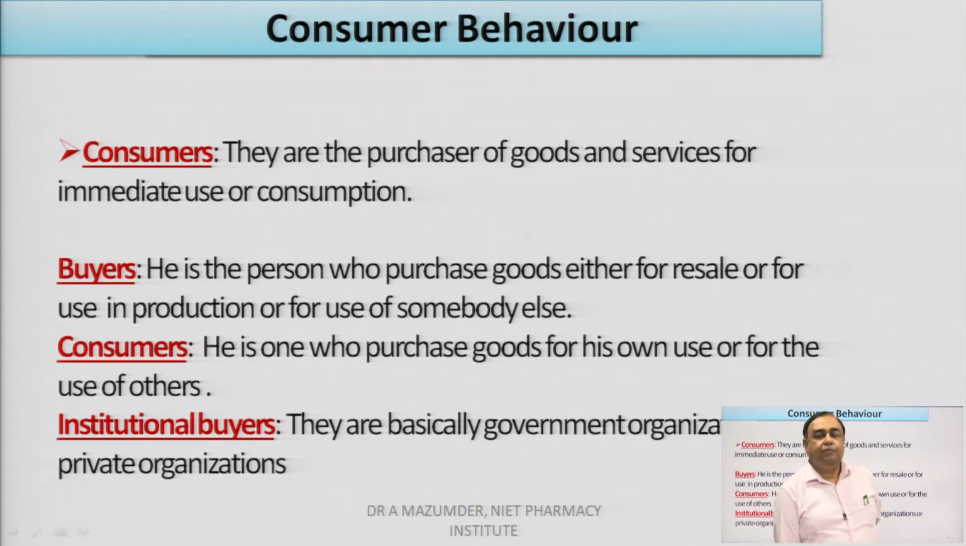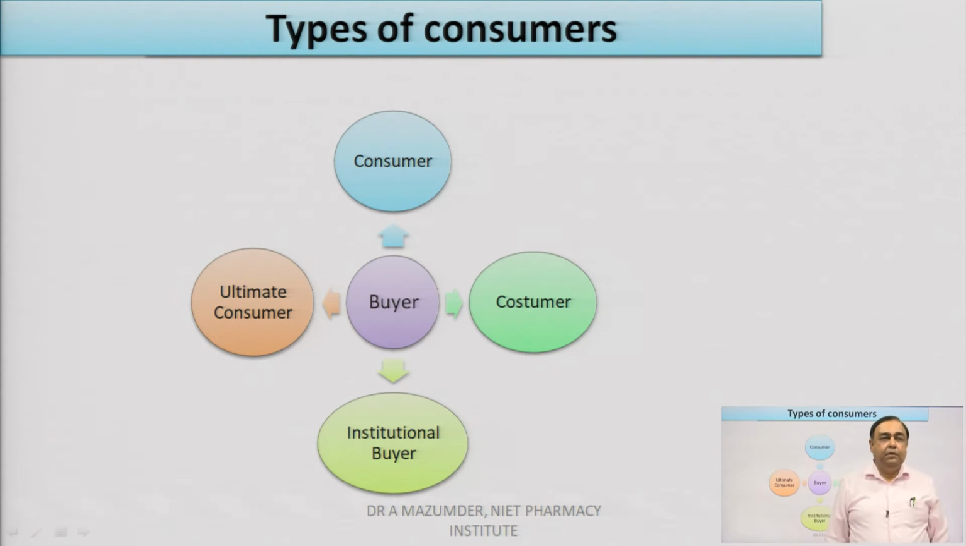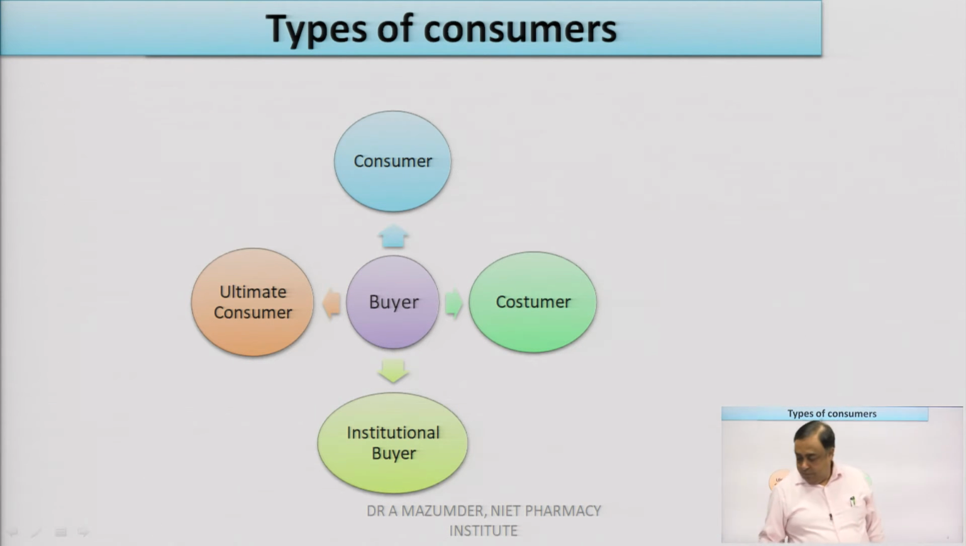And lastly is the industrial buyer. They are basically government organizations or private sector, that is, they are basically industries. Even if they are industries, they are also customers, they are also consumers. So, we need to study in depth how they behave. The consumers, the customers, the institutional buyer, and so on.